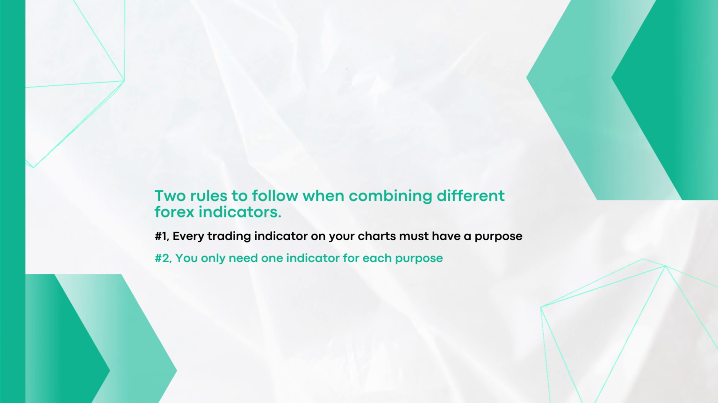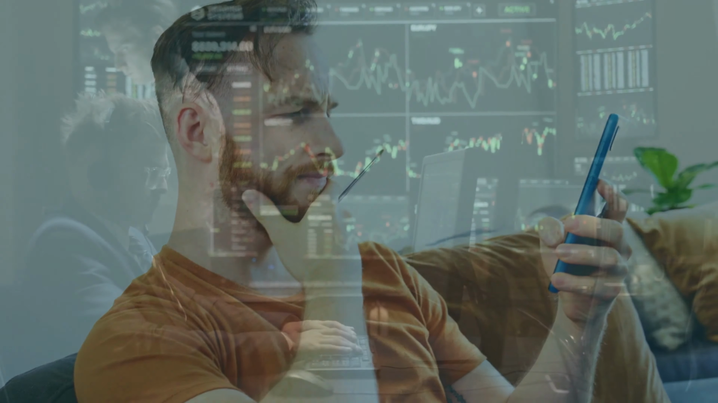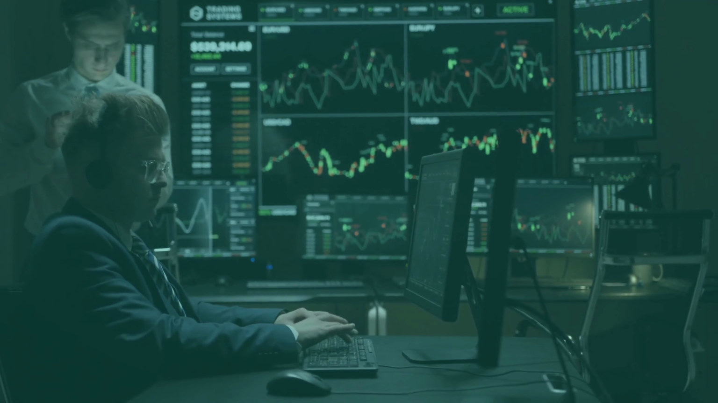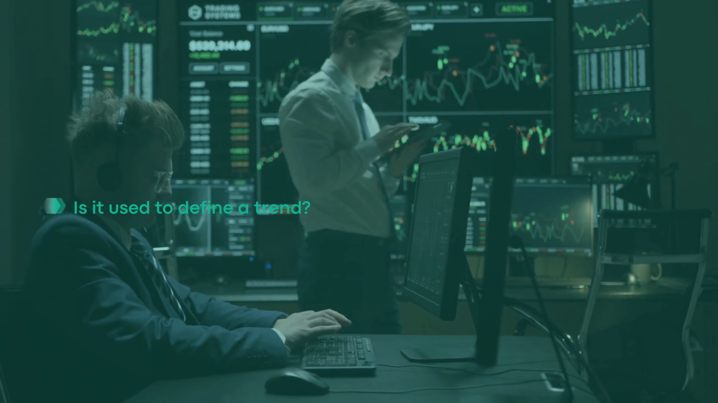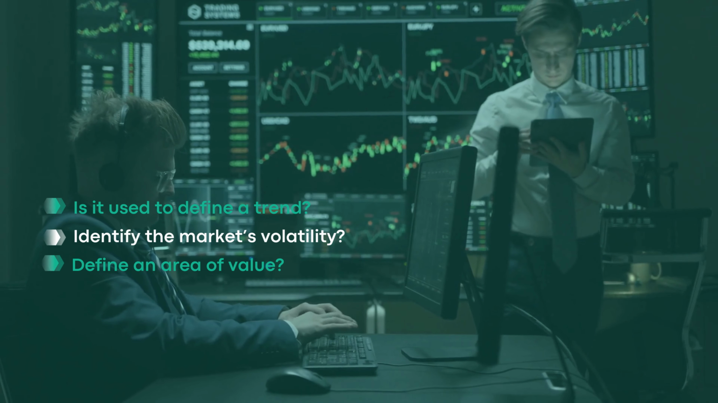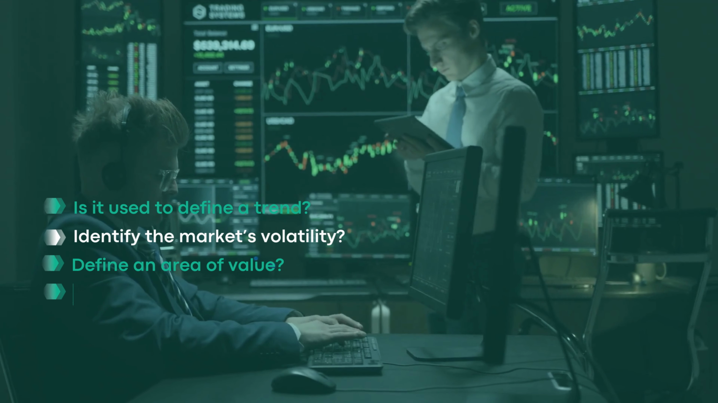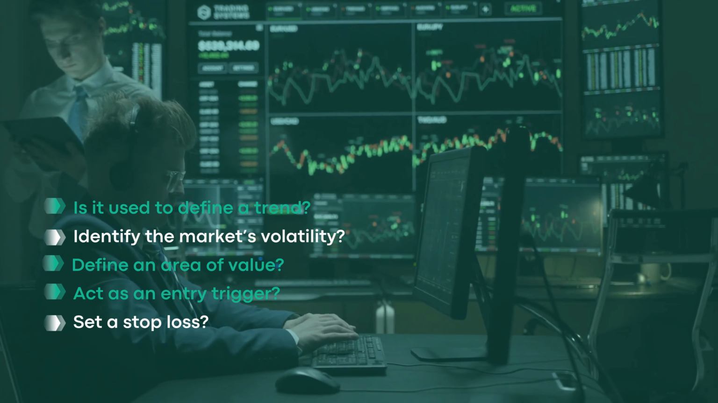Let me explain. Rule number 1, every trading indicator on your charts must have a purpose. You're probably wondering, what do you mean by purpose? Well, it means what the trading indicator is used for. For example, is it used to define a trend, or identify the market's volatility, or define an area of value, or act as an entry trigger, or set a stop loss?